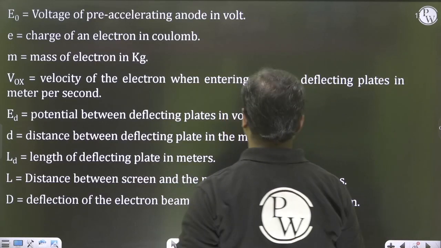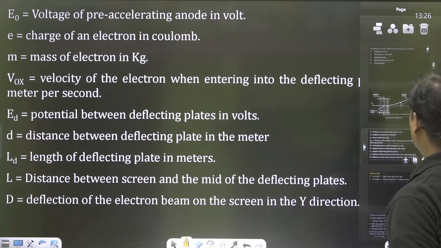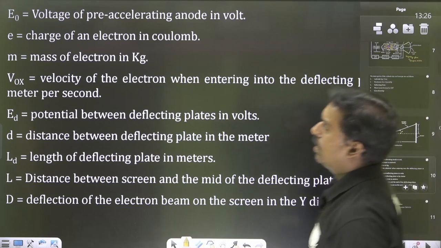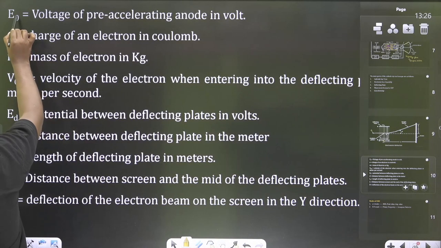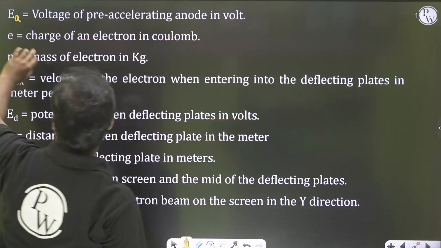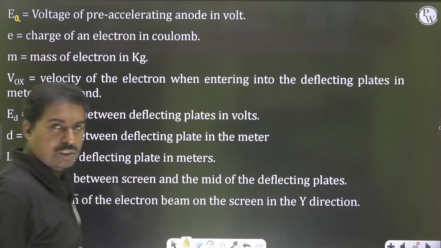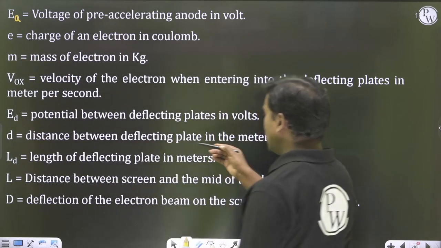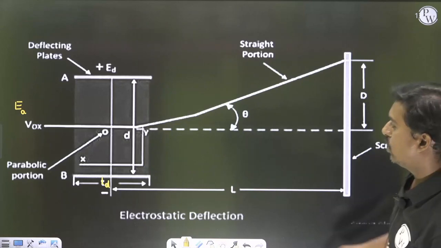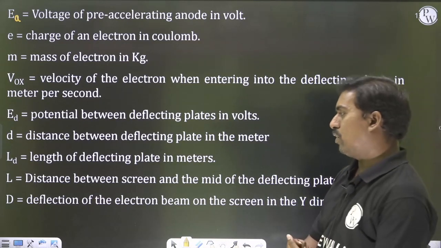So the formula here is... see, these are the terms. This EA is the voltage of the pre-accelerating anode. Next, the charge of the electron, the mass of the electron, and VOX, the velocity of the electron when entering the deflection plates. ED is a potential, as I have explained, given in the notes. Small d is the distance between the deflecting plates in meters, and LD is the length of the deflection plates.